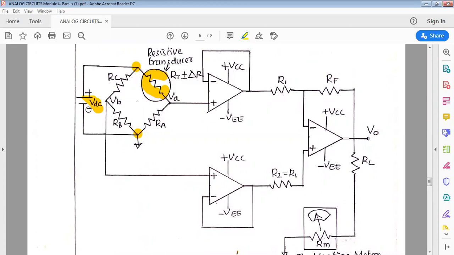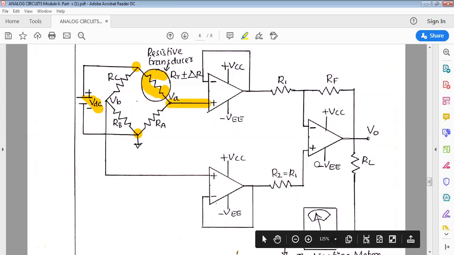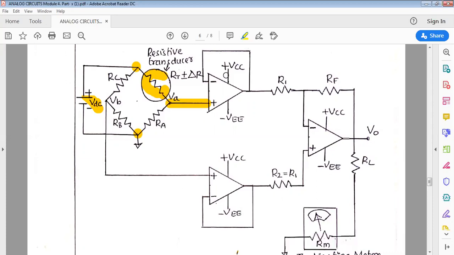And you can see the DC supply VDC is given to the transducer bridge, and one part of the bridge is connected to one operational amplifier. Here again one more amplifier, and this is nothing but the differential amplifier. This part is operating in the non-inverting configuration.